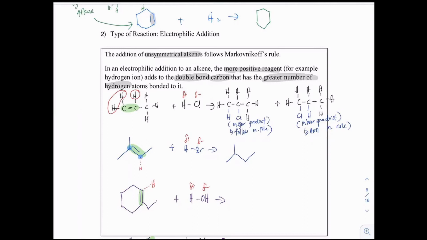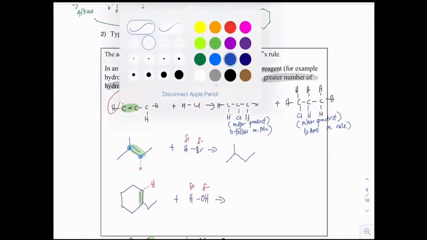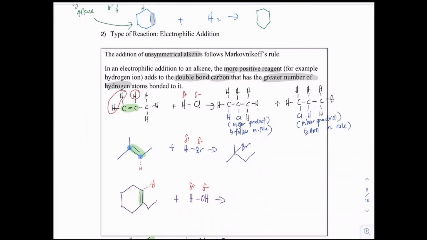So the Br I said should be here, right? So make sure your bond starts from here, like that. Because some students will show me things like this. That's wrong. Because this carbon doesn't take part. It only involves this carbon and this carbon. So you cannot put your Br over there.